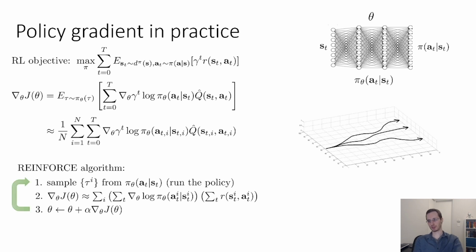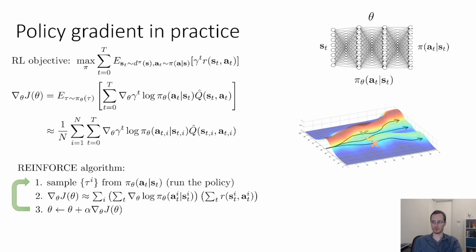Intuitively, you can think of this process as generating some rollouts, estimating the rewards of those rollouts, and then increasing the log probability of the actions along the good rollouts, and decreasing the log probability of the actions along the bad rollouts.